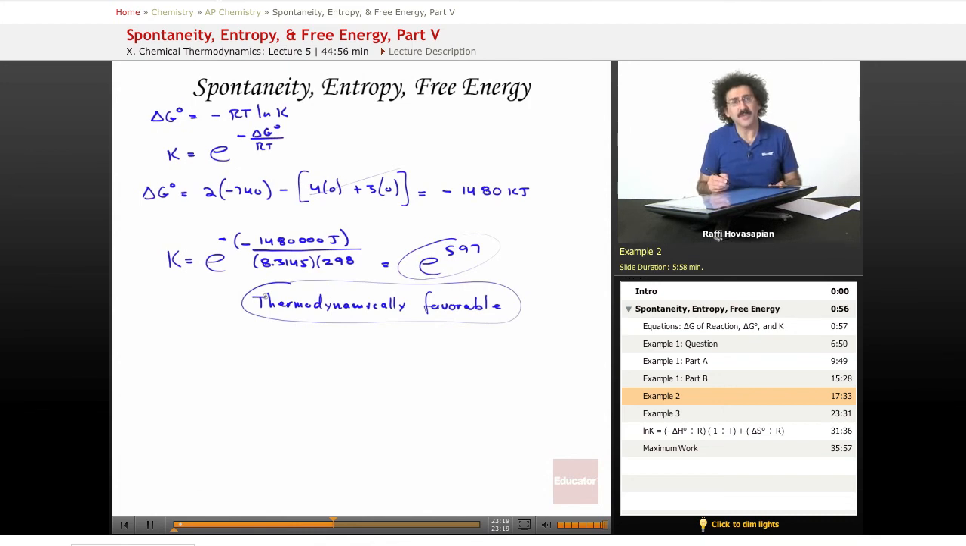So in some sense, as you see, the free energy and the equilibrium constant are almost the same thing. They tell you what's going on, and there is a relationship between them, but they're not the same thing.